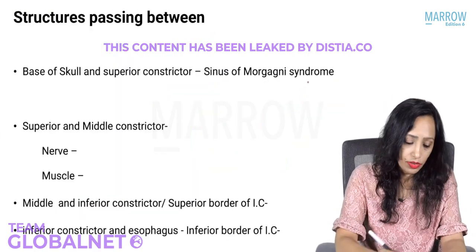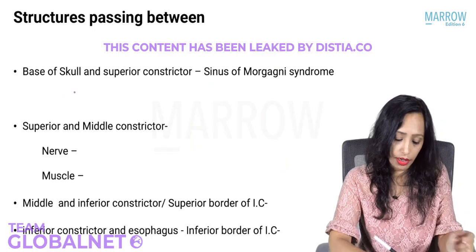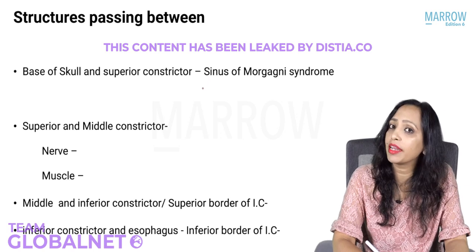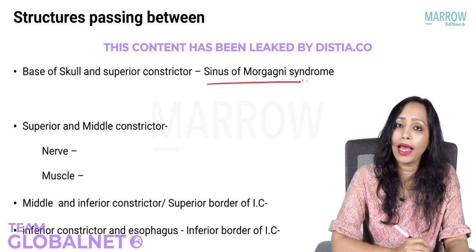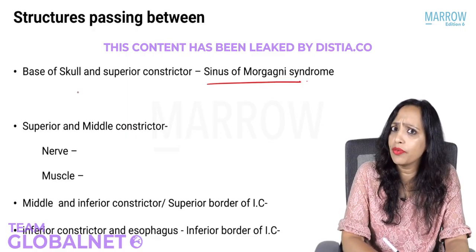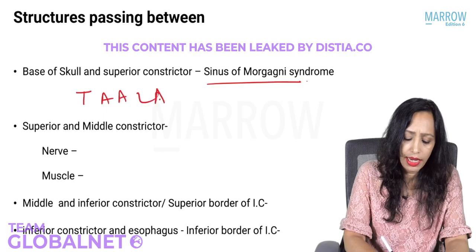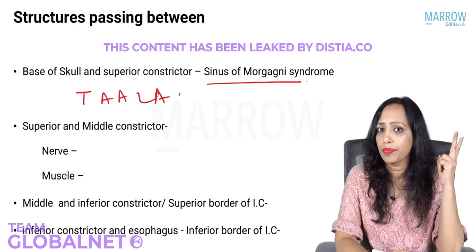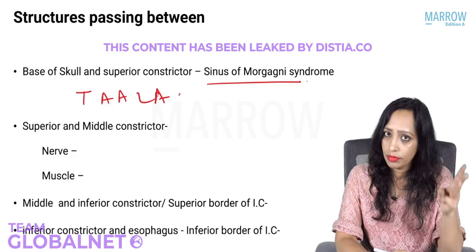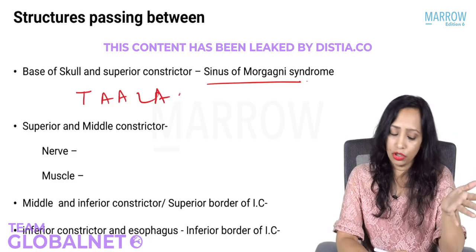So now quickly let us write this down. Now this is going to be your revision. You will tell me before I write down. Base of skull and superior constrictor, what is that area known as? Yes, that is sinus of Morgagni. And what are the structures that pass through the sinus of Morgagni? Tell me quickly. Yes, TALA: tensor palati, auditory tube, ascending palatine artery, levator palati, ascending pharyngeal artery.